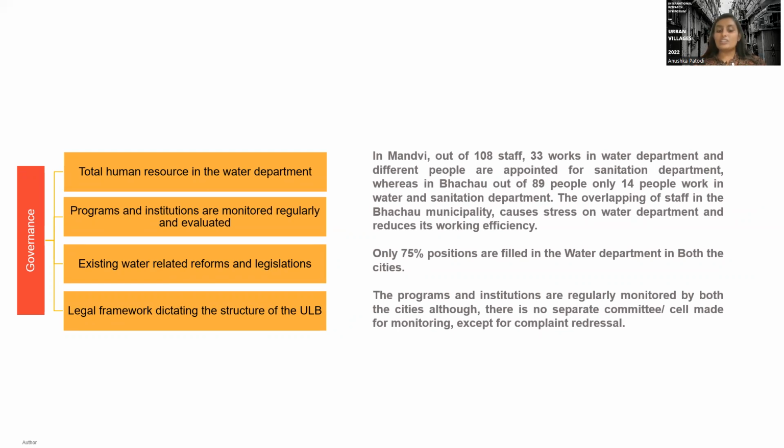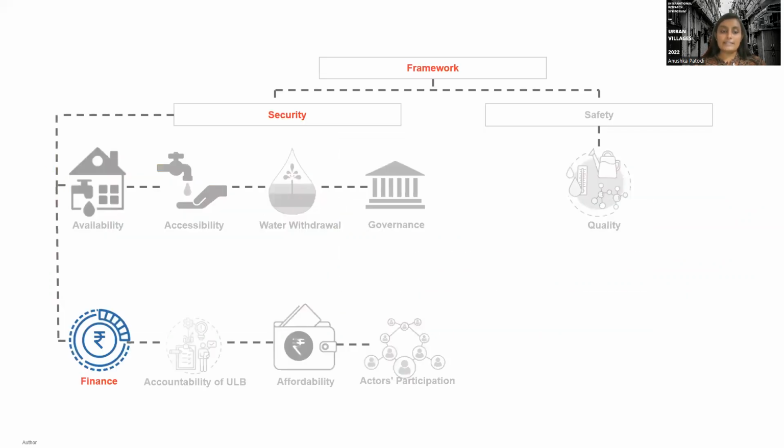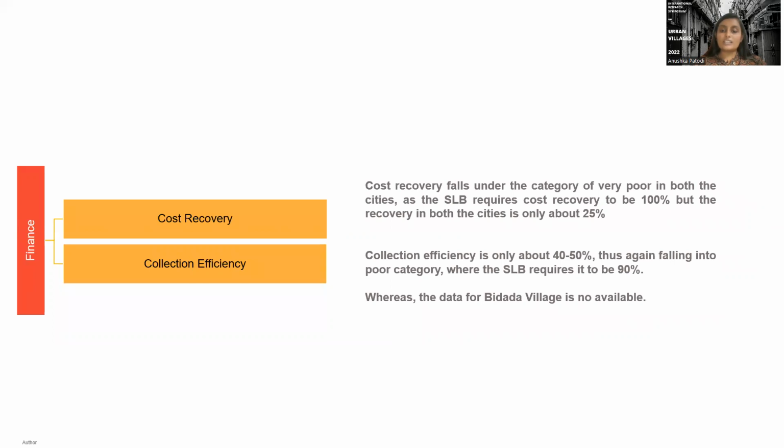The programs and institutions are regularly monitored by both the cities, although there is no separate committee or cell made for it, except for the complaint redressal. The next component is finance, where the cost recovery falls under the category of very poor in both the cities, as SLB requires cost recovery to be 100%, but the cost recovery in both cities is only about 25%.